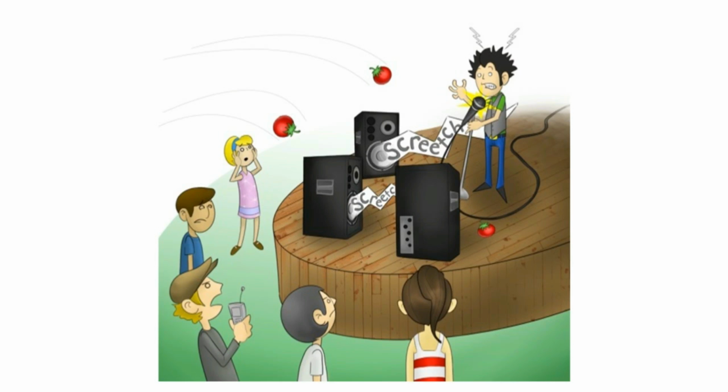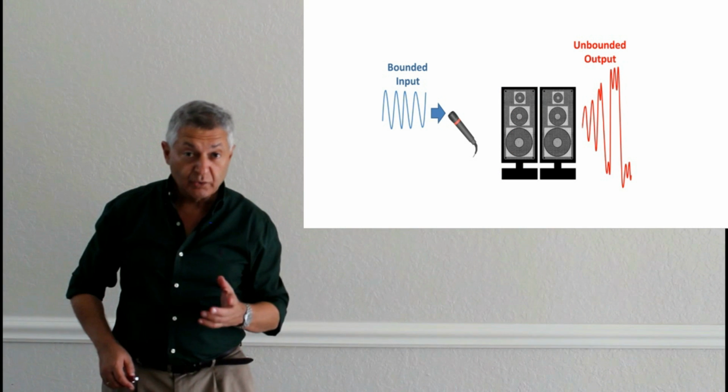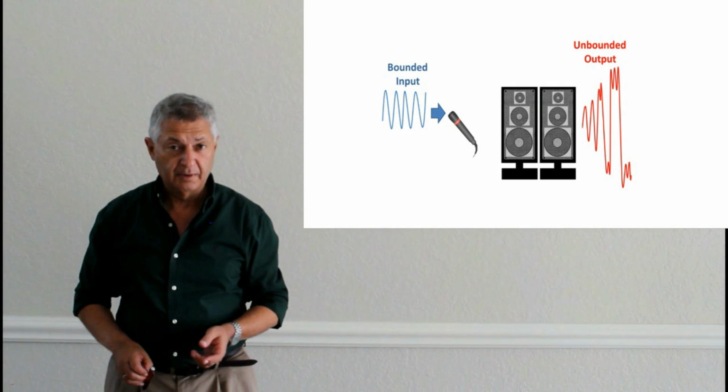We all know what's going to happen. The audience is going, in no time, to throw tomatoes at the performer. We don't really want to see these kinds of things. It's not fun. What we saw here is that bounded input results in unbounded output, which is a sign of instability. Actually, you can try it at home.